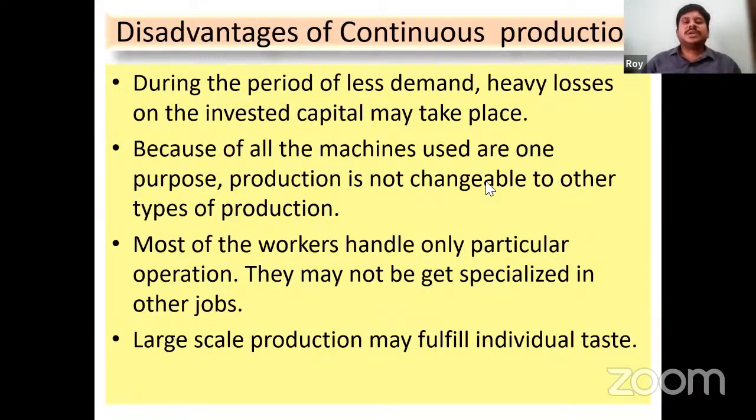Because all the machines used are single purpose, production is not changeable to other types of production. Only the flavors and the bottles will be changed. As in my example, Coca-Cola, the process will be mostly the same. That is why they won't require any other types of machine. Most of the workers handle only a particular operation.